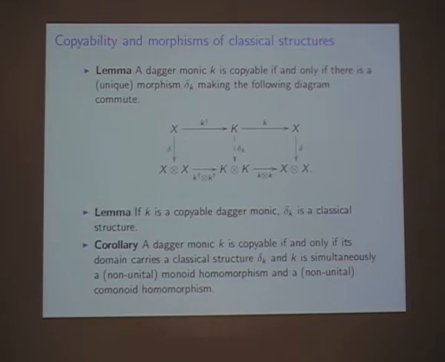And moreover, this thing in the middle here is always actually a classical structure in an H-star algebra for Rel. So that shows that we know precisely now when dagger monoids are copyable, namely precisely when their domain carries a classical structure and the morphism itself is at the same time a monoid and comonoid morphism. So it makes sense to define these to be the morphisms of classical structures. Notice that they're not preserving units here.